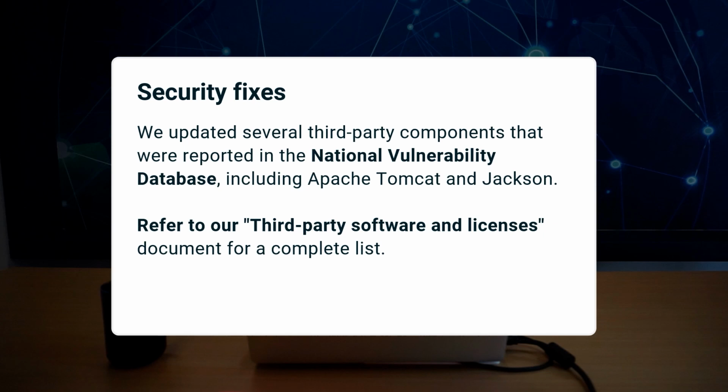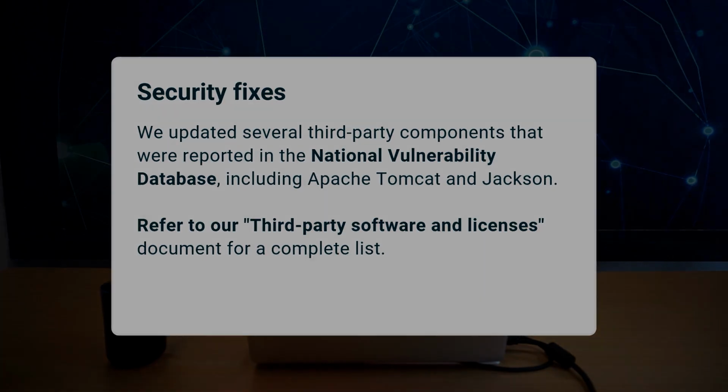This month, we updated several third-party components that were reported in the National Vulnerability Database, including Apache Tomcat and Jackson. Refer to our third-party software and licenses document for the complete list.